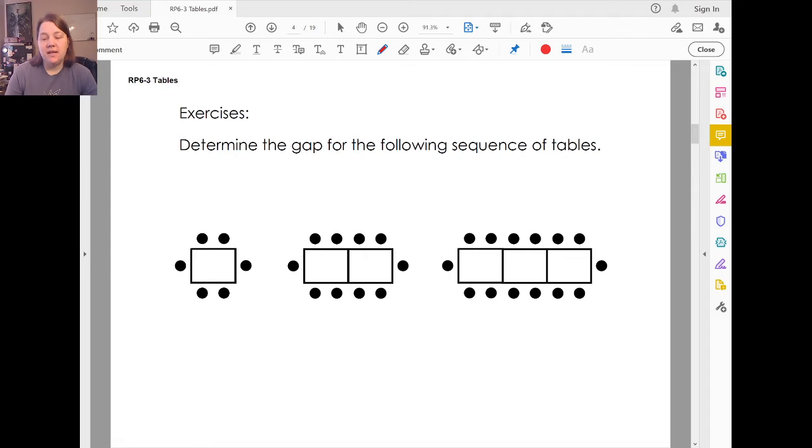There's another type of table that they want us to figure out the gap for. So we're going to make another one of those T tables. We have tables and people. If there's one table, this one table fits 1, 2, 3, 4, 5, 6 people. 2 tables together fit 1, 2, 3, 4, 5, 6, 7, 8, 9, 10 people. How many people do 3 tables fit? 14. Excellent.